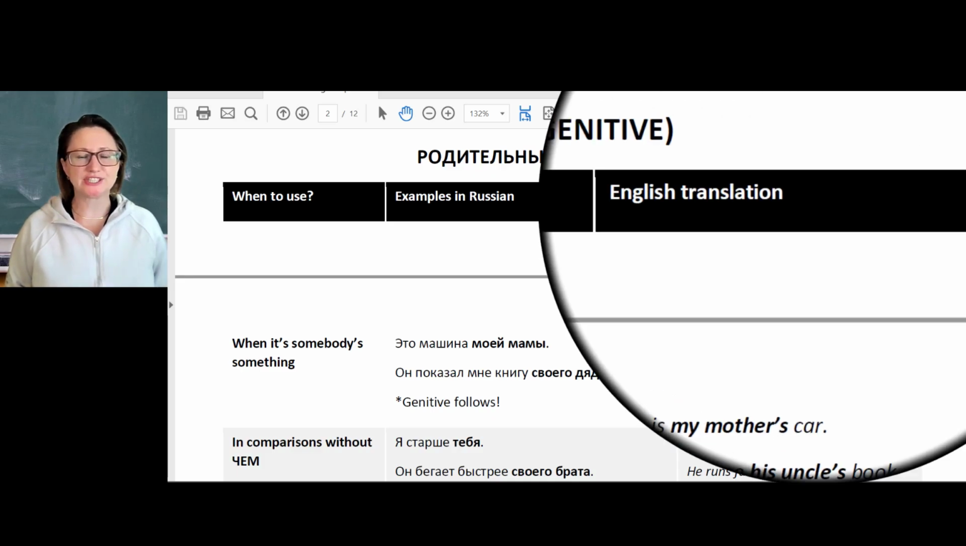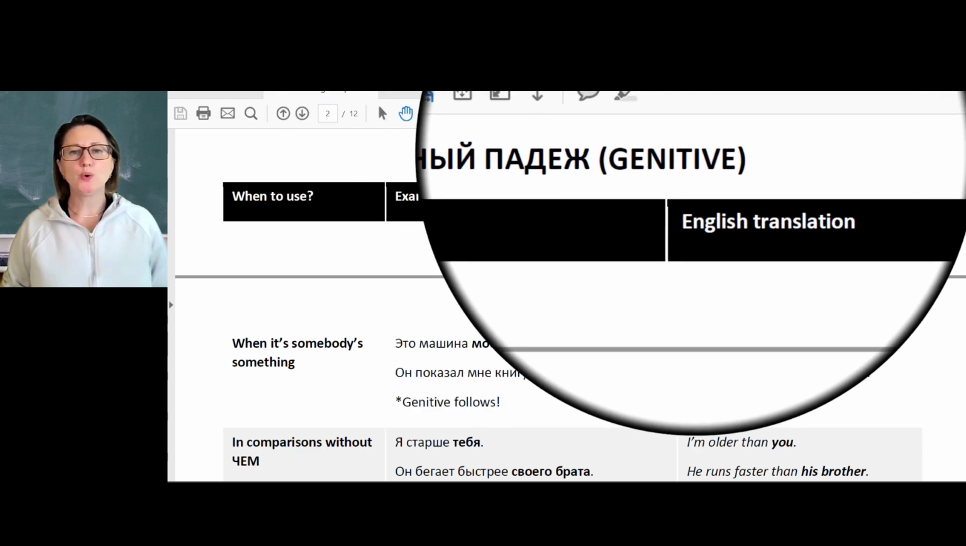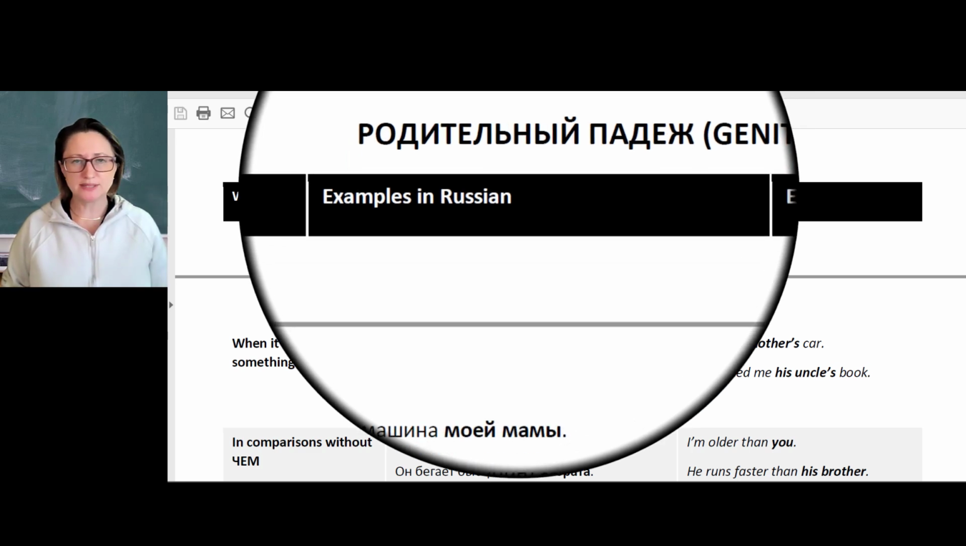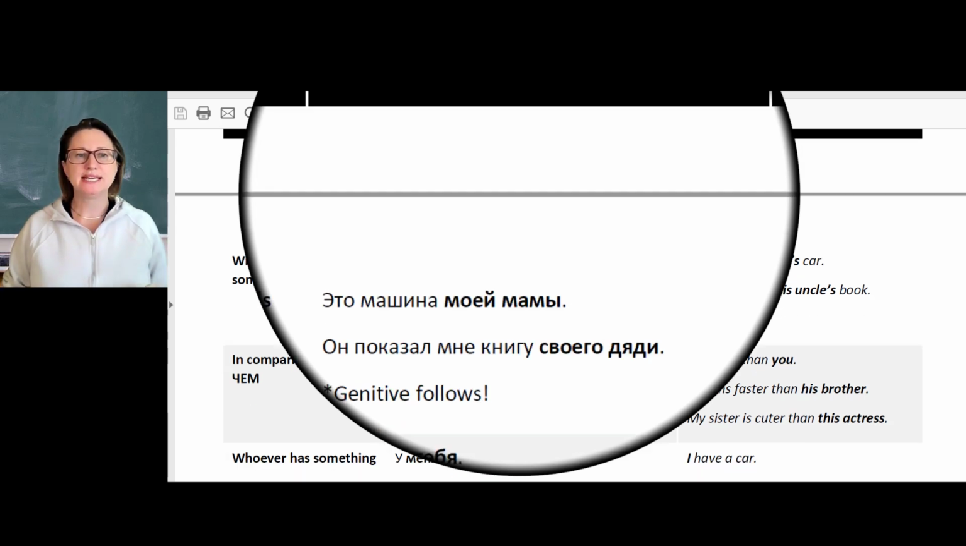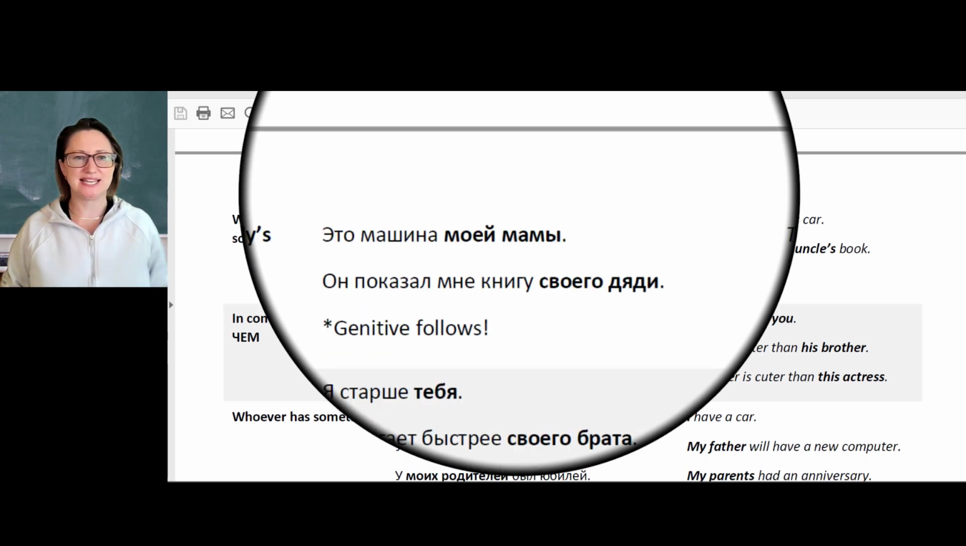Okay, so here's the chart, and today we're working with родительный падеж, or in English, genitive. Again, we're going to be going through context and examples in Russian and in English, and I'm not going into verb forms since it's the topic for a different series of tutorials. Here we're only focusing on nouns, pronouns, and adjectives, because they are the ones that have declensions and cases.